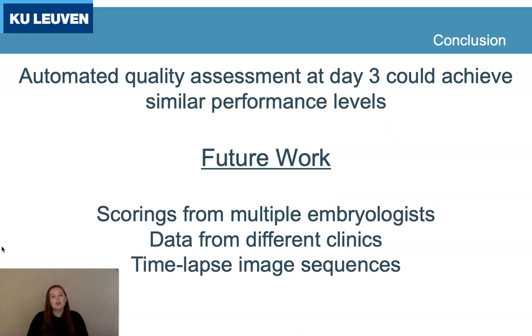So in conclusion, automated quality assessment at day 3 could achieve similar performance levels than previous studies have shown at day 5, and it would be worth it for future work to invest in datasets with scorings from multiple embryologists for each embryo, or data from different clinics, or even time-lapse image sequences to better model the development over the 3 days of cultivation.